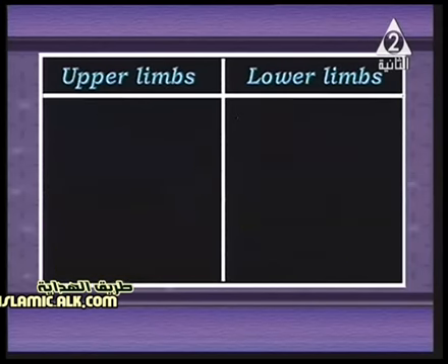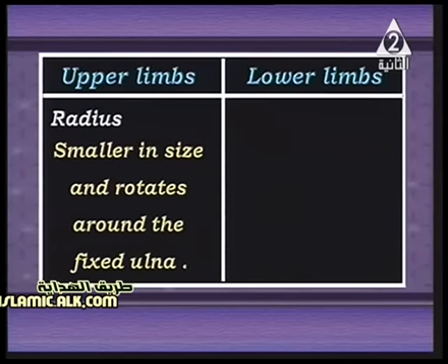Radius is smaller in size and rotates around what? The fixed ulna. So, from this information, you can conclude that ulna is fixed, while radius is movable. It means that it moves around the ulna to perform the movement of your upper and lower arm. While in case of fibula, it is the outer thin bone.